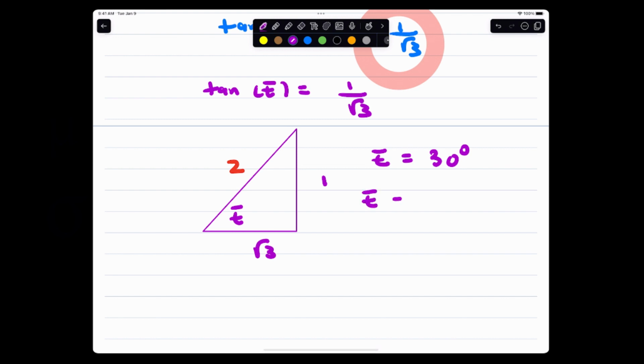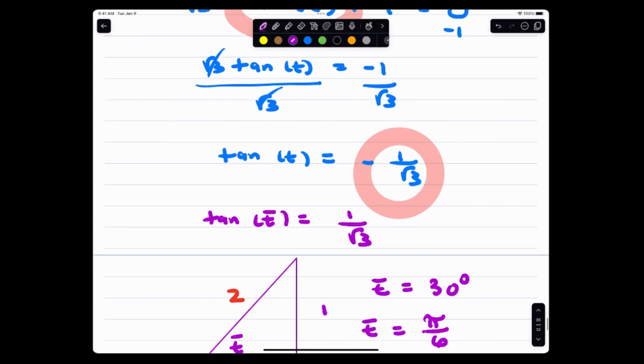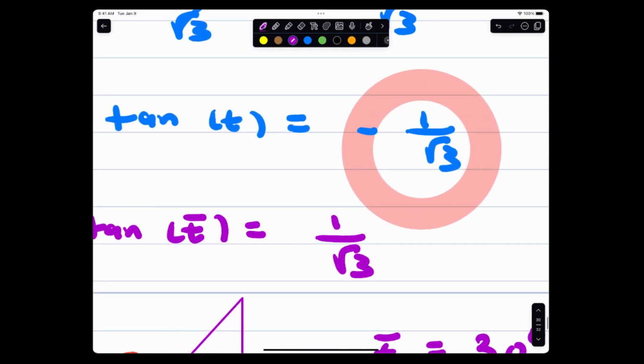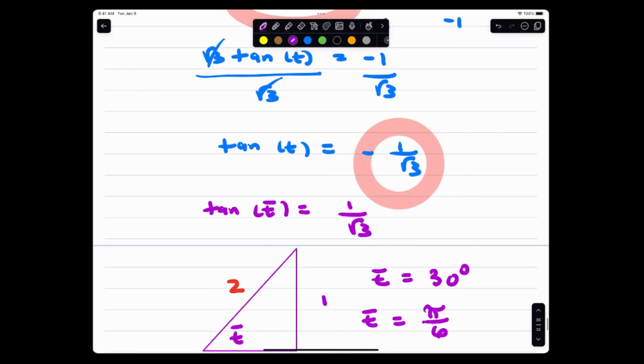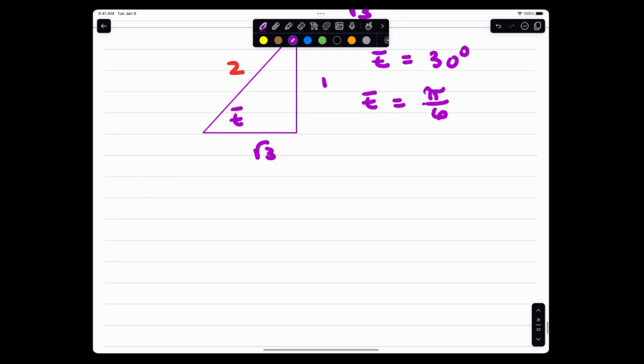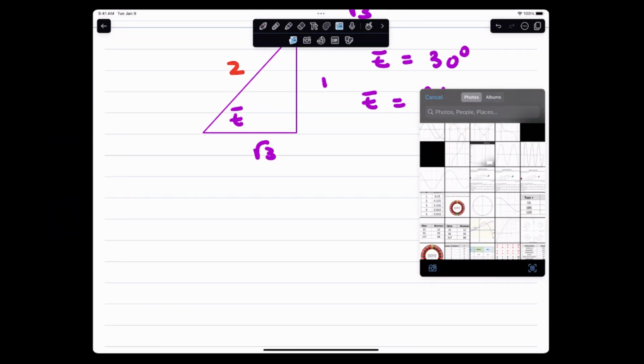Is that 30 degrees? Is that pi over 6? Is that true? I'm not awake. All right. Well, that's the reference angle because tangent of t is negative. So we got the positive one quadrant solution. Now let's bring this, all students take calculus in.